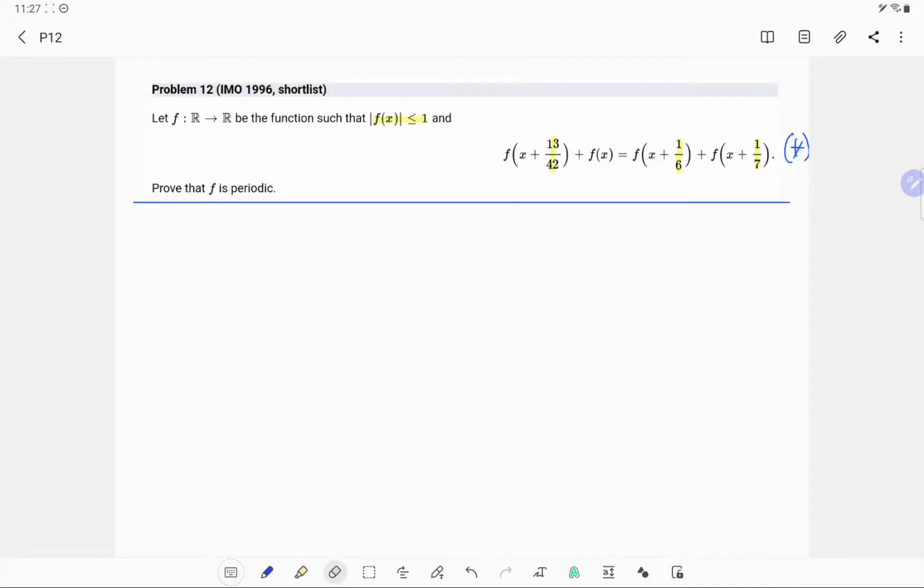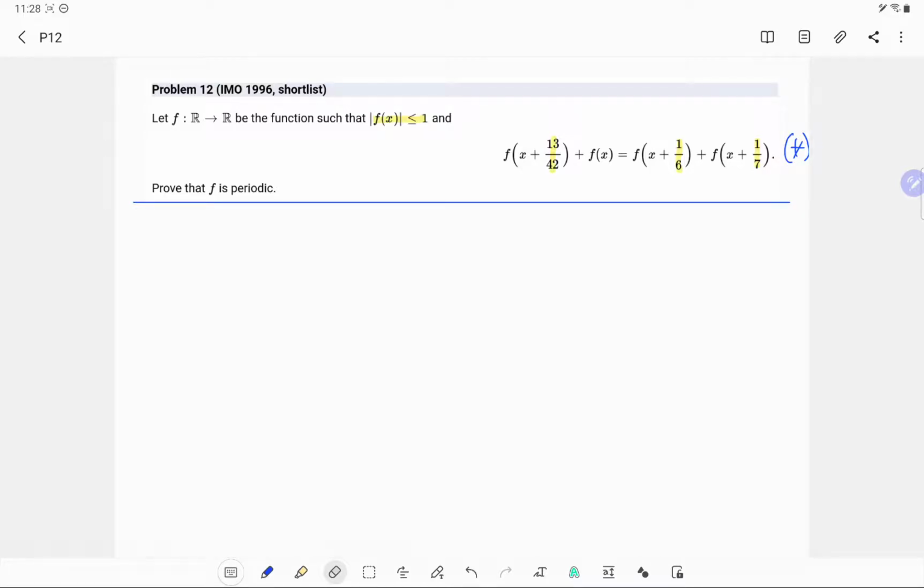Let's take a look at another functional equation. It is a shortlist problem from the International Mathematical Olympiad 1996. It says, let f from real numbers to real numbers be a function such that the absolute value of f(x) is smaller or equal to 1, and f(x + 13/42) + f(x) = f(x + 1/6) + f(x + 1/7). And we need to prove that f is periodic.